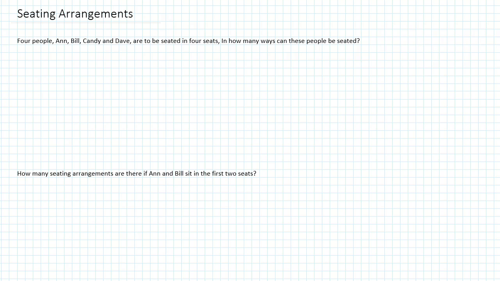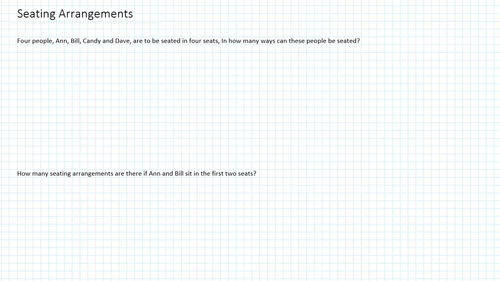Seating arrangements are some of the toughest problems to do, and on your quiz you're going to see some seating arrangement problems. So let's look at an example. 4 people, Ann, Bill, Candy, and Dave, are to be seated in 4 seats. In how many ways can these people be seated?